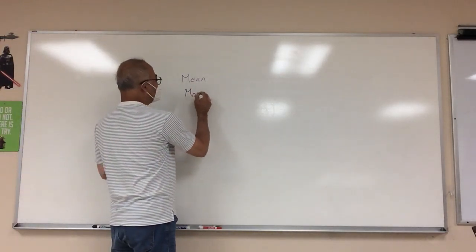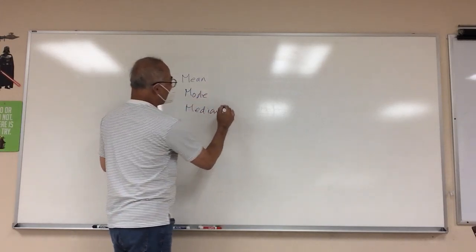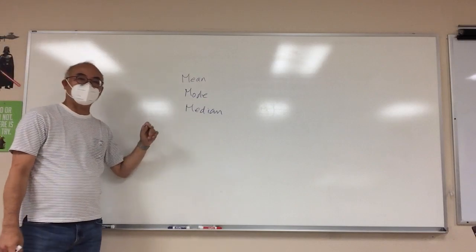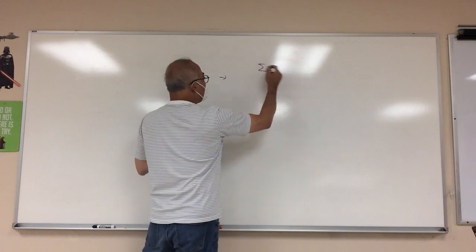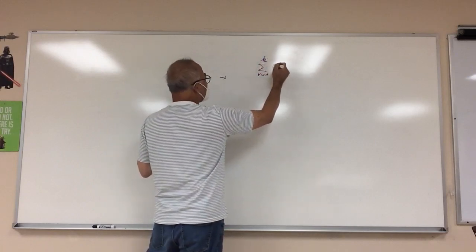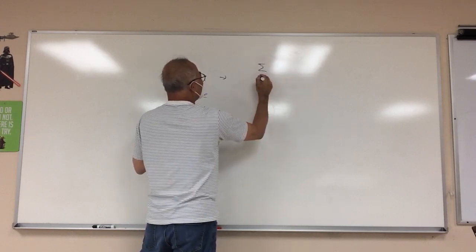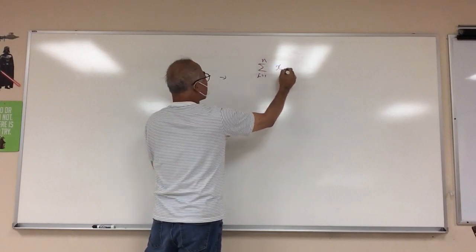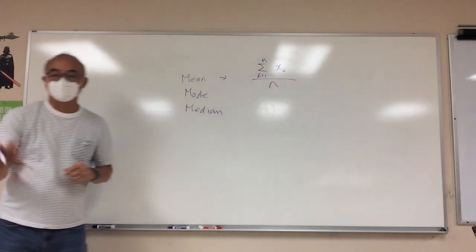Mode and median. Mean, mode, and median. We already talked about the mean. We add from i equals 1 to n, and we get x sub i. We add them all together and we divide them by the number n, right?